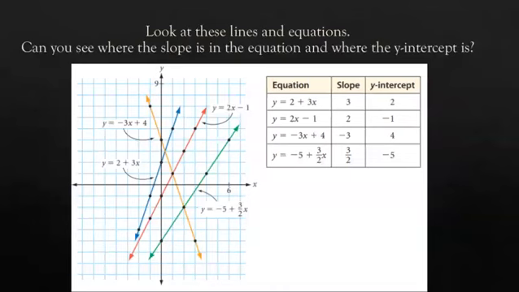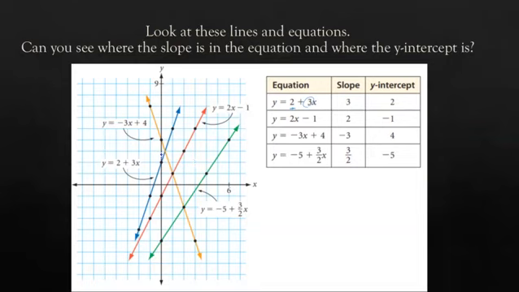Look at these lines and equations. Can you see where the slope is in the equation and where the y-intercept is? So here the equation is y equals 2 plus 3x. The slope is 3, and the y-intercept is 2.